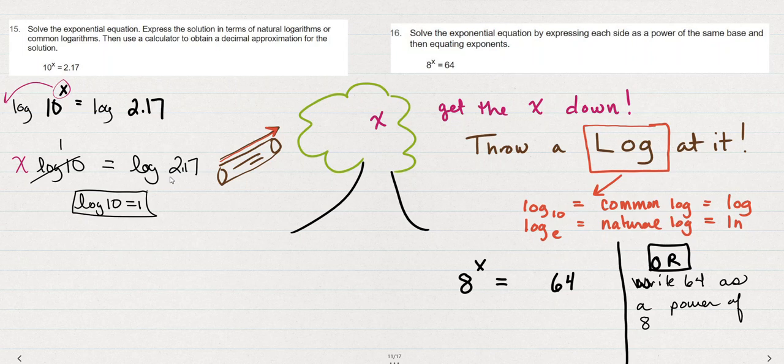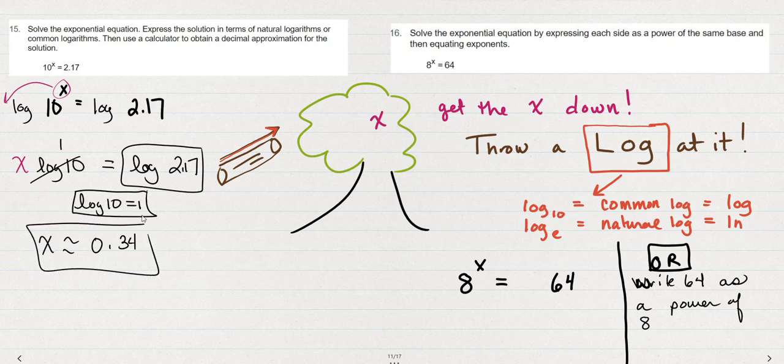So we have x is equal to log of 2.17. If I put that into the calculator, I get approximately 34 hundredths. So the exact answer is log 2.17. The approximate is approximately 0.34.